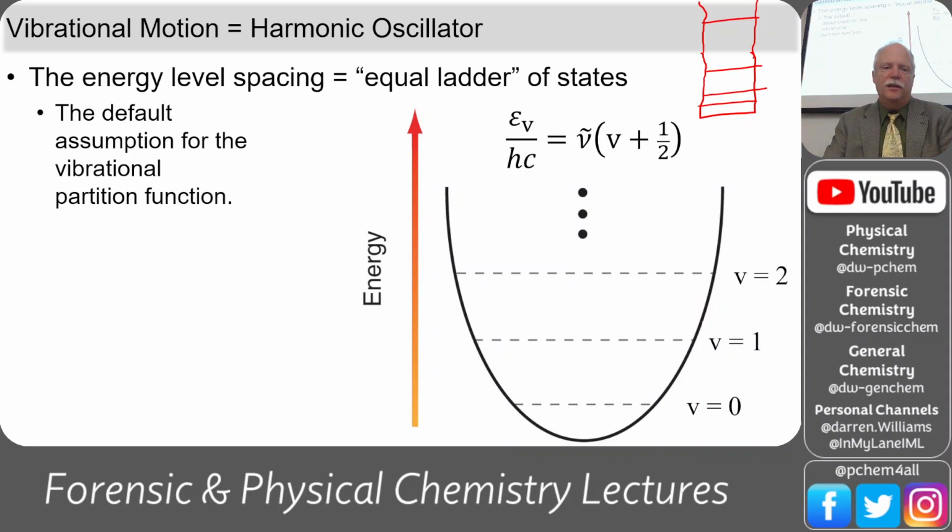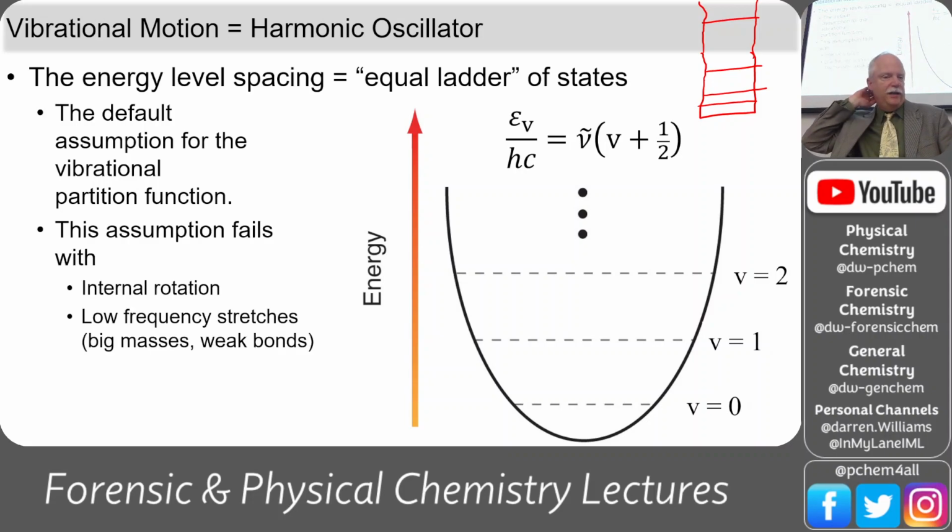So this is the default assumption for vibrational motion. And we talked about internal rotation with the dichloroethane molecule and how the harmonic oscillator approximation fails for that vibration. It also fails for anharmonicity's sake when you have a bond of a heavy atom that's being stretched, like the iodine molecule. So there's other places where this harmonic oscillator assumption fails, but for most of the situations, it holds pretty well.